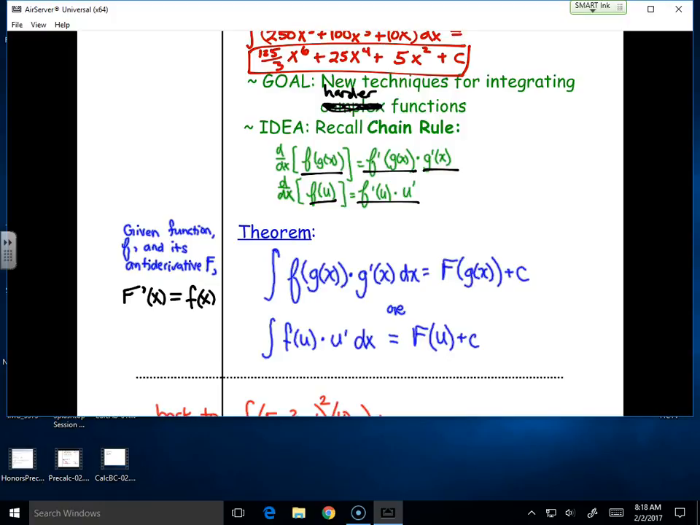To be honest, we're not going to memorize this. It's more of a, oh, so chain rule we can go backwards from. Okay, let's see how it works. Does that make sense? Yeah. So hang in there.